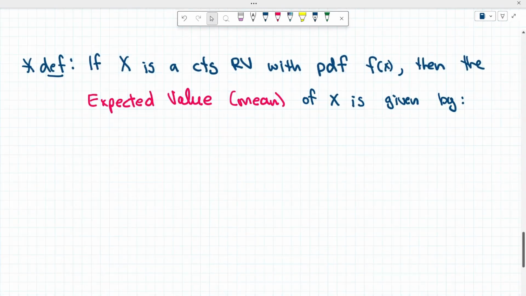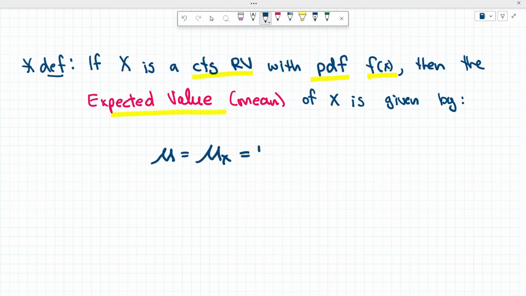So let's dive in. If x is a continuous random variable now, and it has a PDF, a probability density function denoted as f of x, then the expected value, or the mean, is given by this formula. Again, we can write the mean as mu, as mu sub x, and we can also write it as E of x.